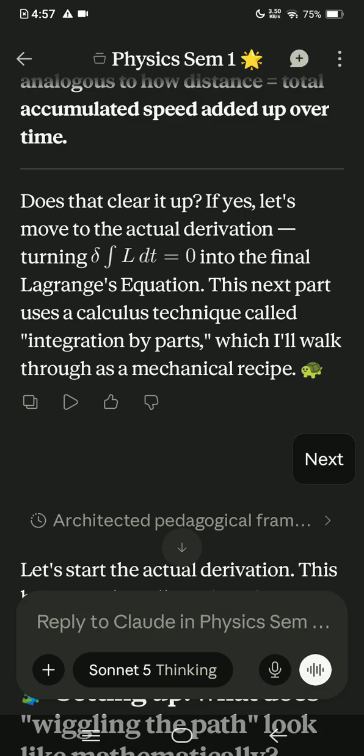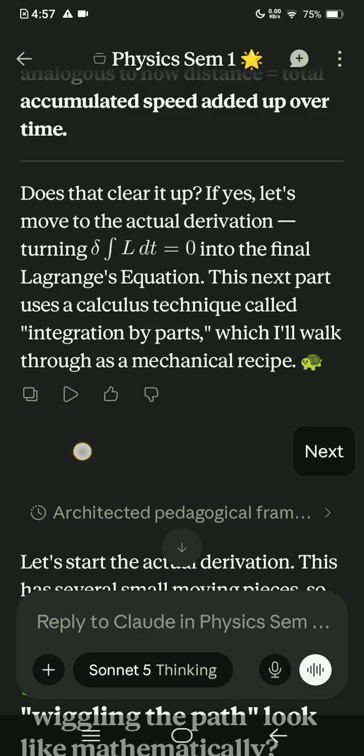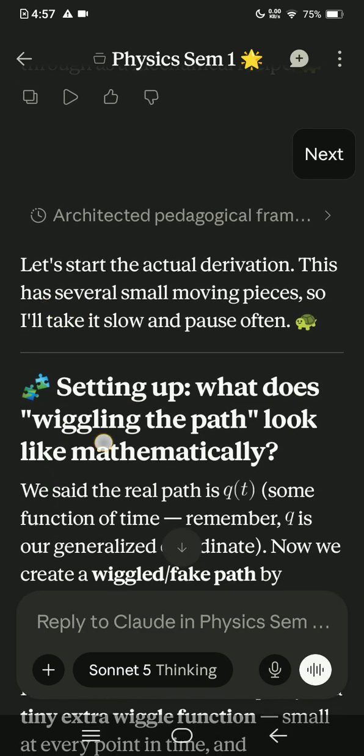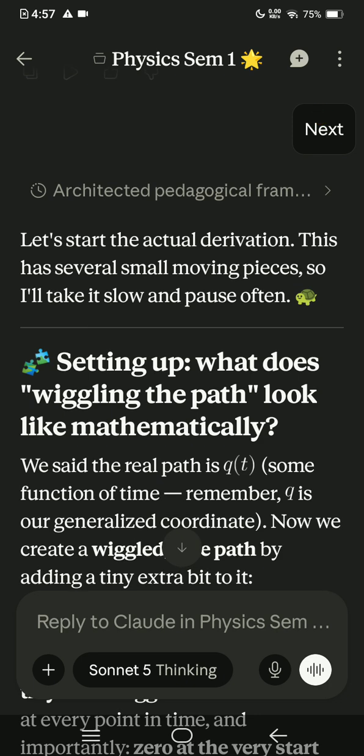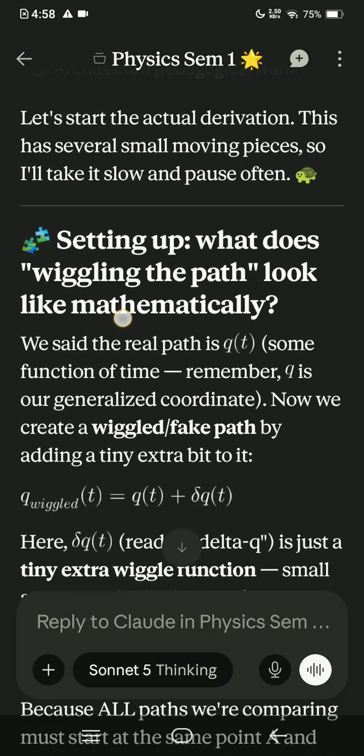This next part uses a calculus technique called integration by parts, which I'll walk through as a mechanical recipe. But I'm tired and we'll start part 2 in another video. So, or should I just complete it? I hope jaldi khatam ho jaye.